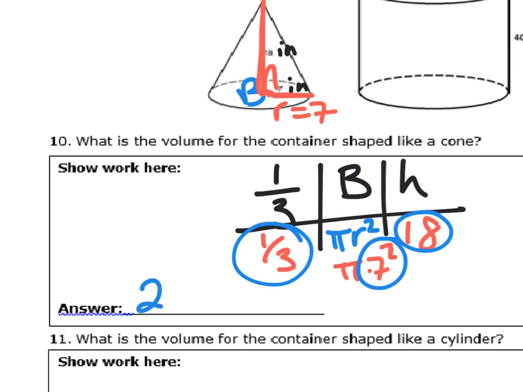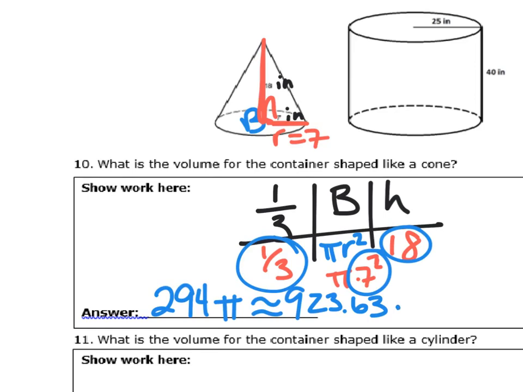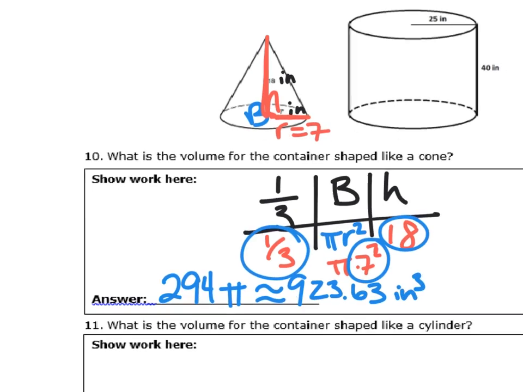So my answer is 294 pi, which is approximately 294 times pi, 923.63. And then inches cubed, because we're talking about volume.